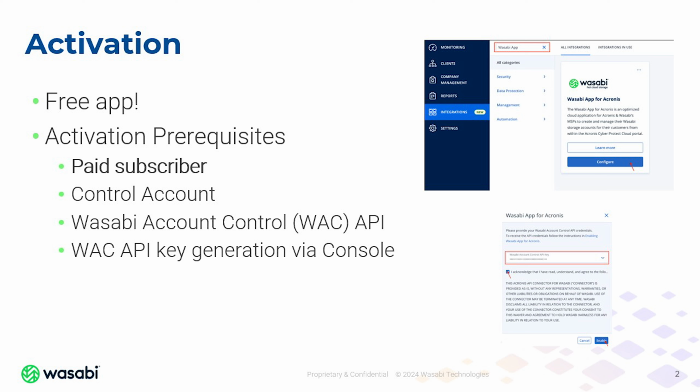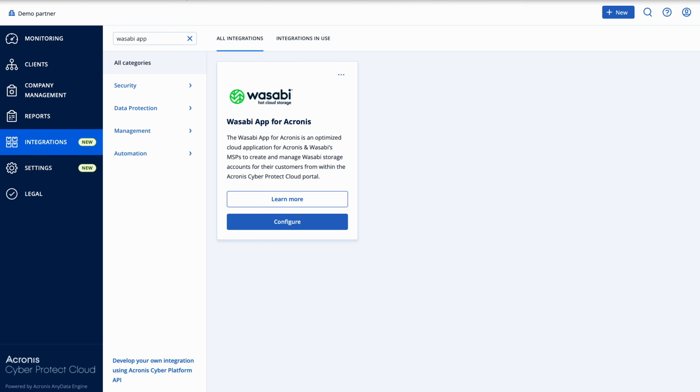MSPs need to have the following prerequisites in order to enable the app. You need to be a paid Wasabi subscriber and have a control account. You need to have Wasabi Account Control API enabled on your account. To enable the app, you will need to generate the Wasabi Account Control API key through the Wasabi console. Alright, let's start with the activation and configuration steps.